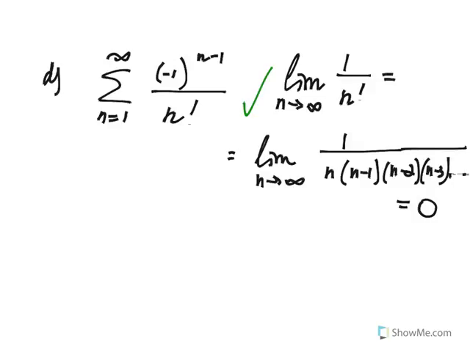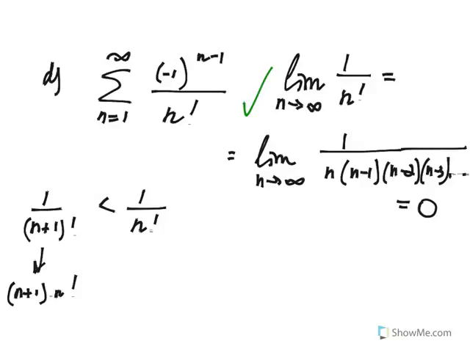Now we need to check the second condition, just to see if this sequence is smaller than 1 over n factorial. And it is, because this one is n plus 1 times n factorial, and this one is only n factorial on the bottom, so this part right here makes your denominator bigger, the whole fraction smaller. So yes, it is. The second condition also works. And that means your whole series converges.